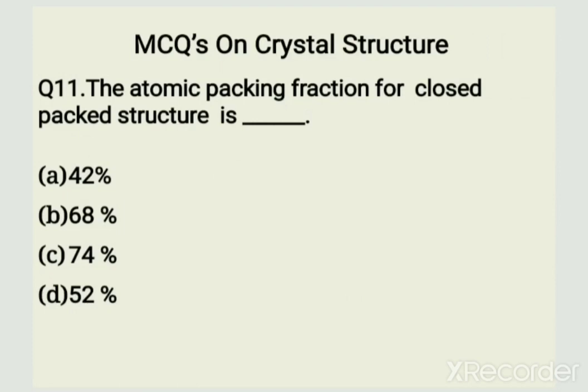Next question is the atomic packing fraction for close packed structure is. Close packed structure means FCC structure, and for FCC structure the APF, that is atomic packing fraction, is 74%. So the correct answer is option C.